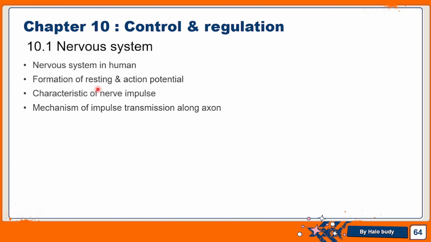Resting means no impulse is transmitted along the neuron, but action means there is an electrical impulse or nerve impulse transmitted along the neuron. So how does it form and how can it be transmitted? It is like electricity, right? Electricity can be transmitted along a wire. You can imagine that our neuron tissue is like a wire, and you need to learn how the electric impulse can be transmitted along the wire. These three topics are what you need to learn, including the mechanism of impulse transmission along the axon.